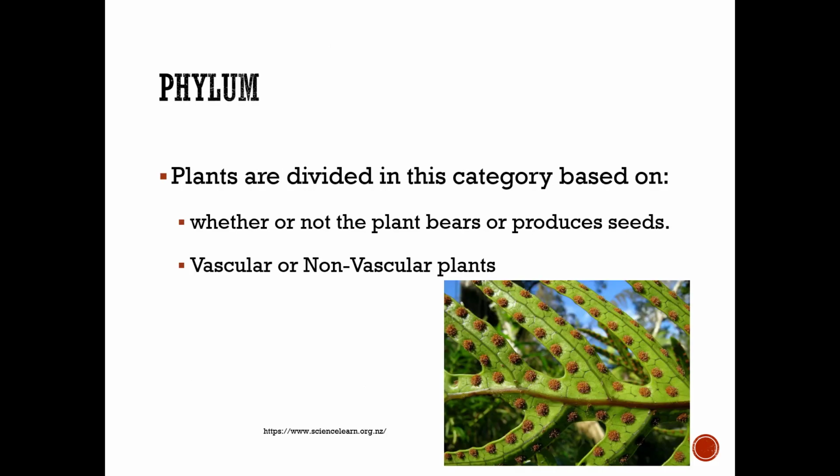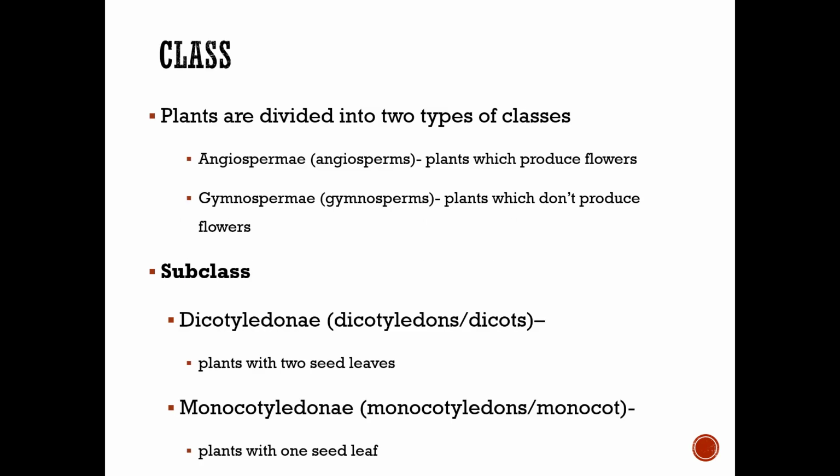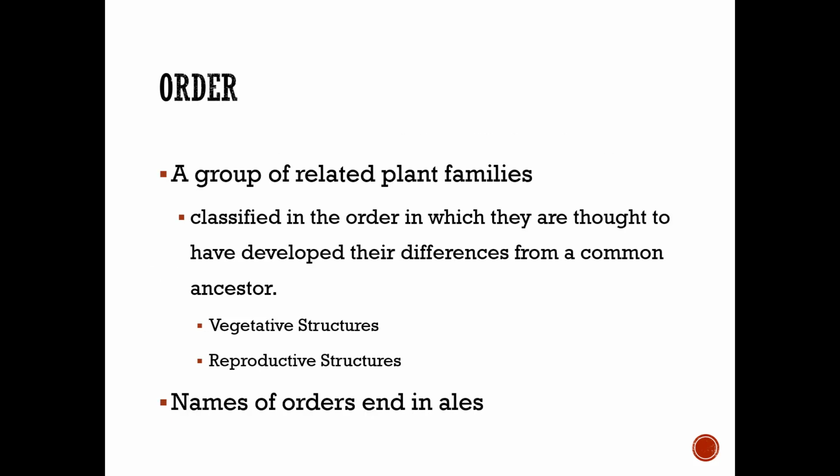Phylum: plants are divided into this category based on whether or not the plant bears or produces seeds. And then there's vascular and non-vascular plants. Class includes plants that are divided into two types of classes. The angiosperms, these are plants that produce flowers. Gymnosperms, plants that don't produce flowers. So subclass is dicotyledons. These are plants with 2 seed leaves. And monocotyledons, which are plants with 1 seed leaf.